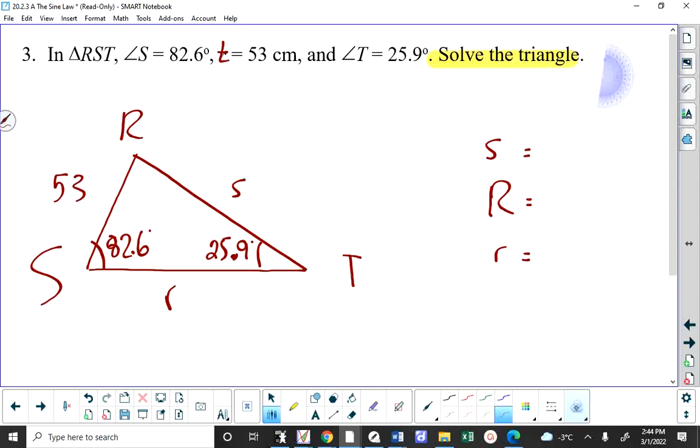Do we know a pair at this point in time? We do. Do we need a pair to find the missing angle? No, because we know 2 of the angles. Let's clear that off of our plate first, because it's going to be the easiest. Finding this angle is going to be relatively easy. We can take 82.6 plus 25.9 and take it away from 180.